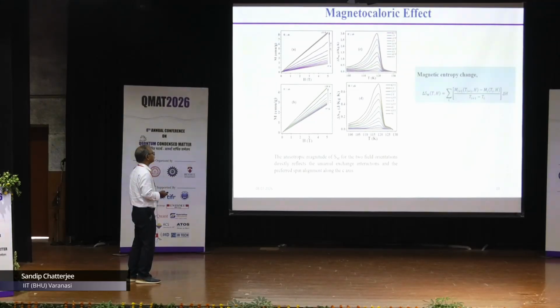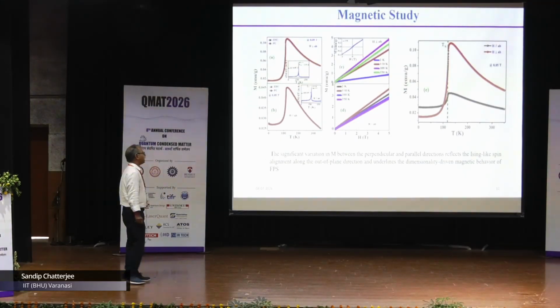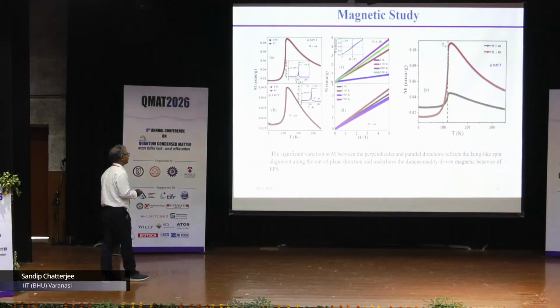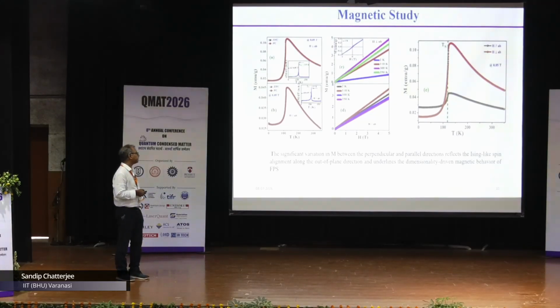So we have measured the magnetic properties, with temperature variation as well as magnetic field variation. The magnetic measurements show that at around 119 Kelvin there is a peak for both perpendicular to the AB plane and parallel to the AB plane. For both cases we get the transition, the peak maximum value, at 119 Kelvin. That is the signature of the Néel, the antiferromagnetic transition.